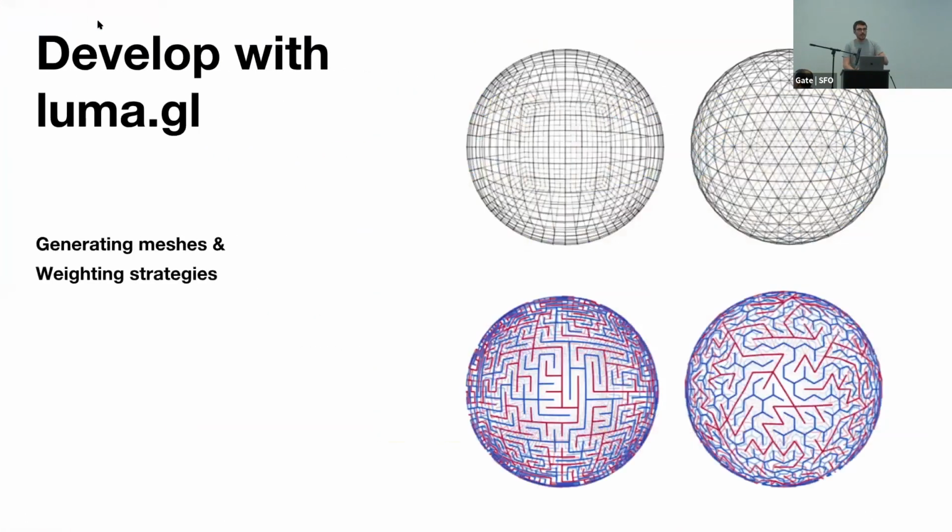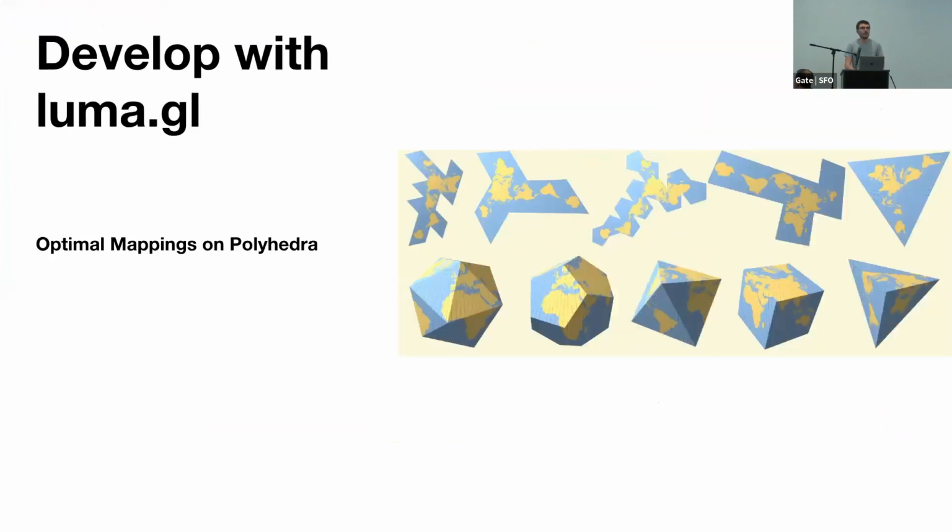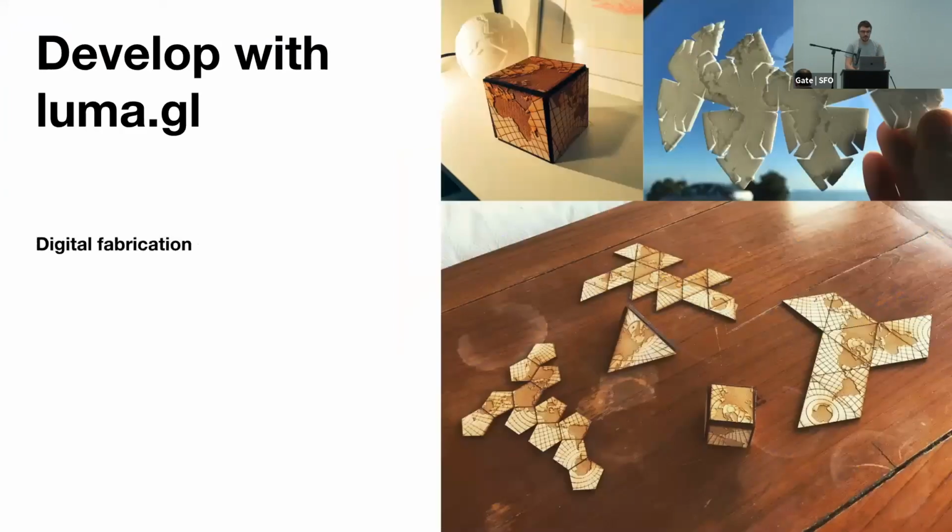Cool, so I talked already about the meshes. Here, red lines are cuts, blue lines are folds. Another thing that we used in this paper was to try to get optimal mappings, which are ways to cut these platonic solids in a way where they would not cut the landmass. So we found ways to map the Earth so that it would be preserved in one piece. And then I did some digital fabrication stuff.